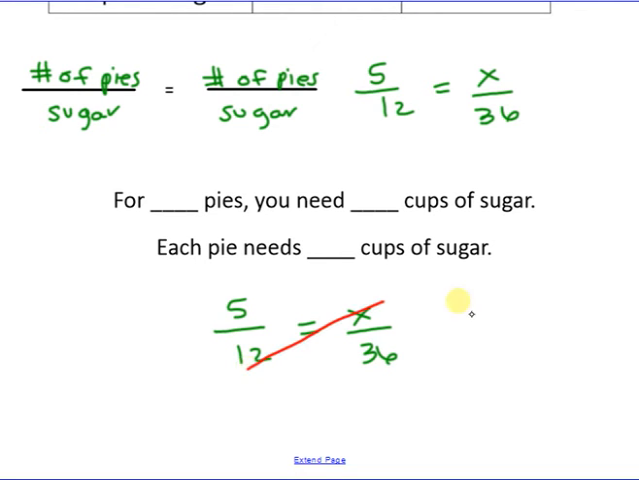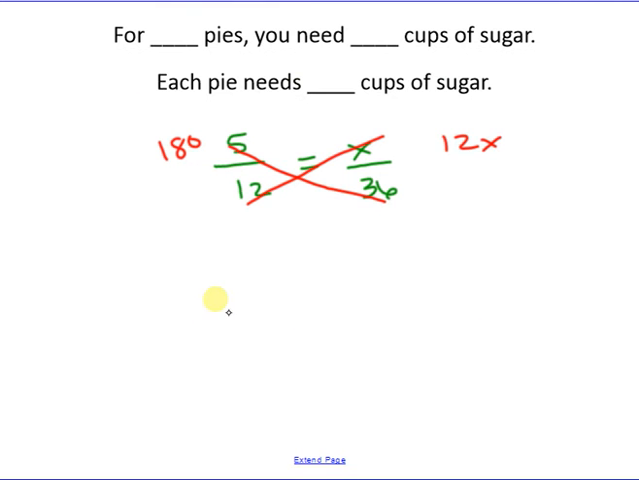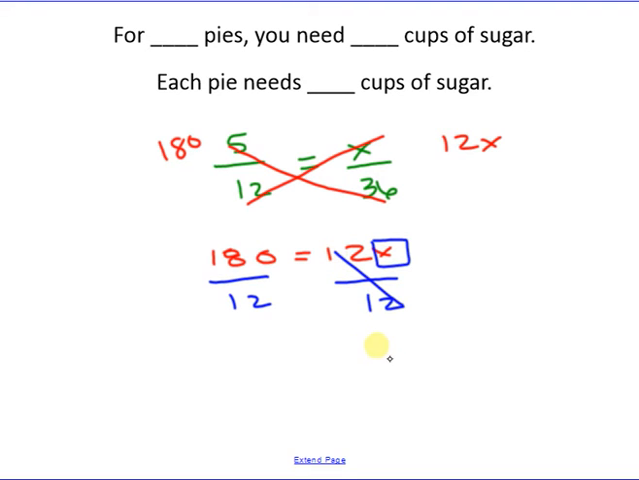So 12 times x is 12x. 36 times 5 is 180. 180 equals 12x. Box the variable. Divide both sides by 12. These cancel. Bring down your x. Bring down your equals. 180 divided by 12 is 15. Flip it around. X equals 15.